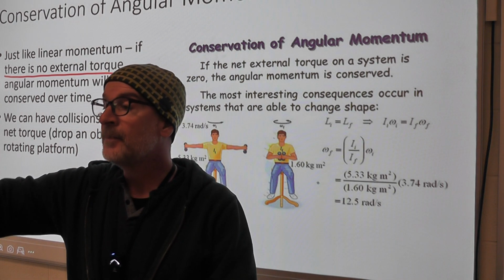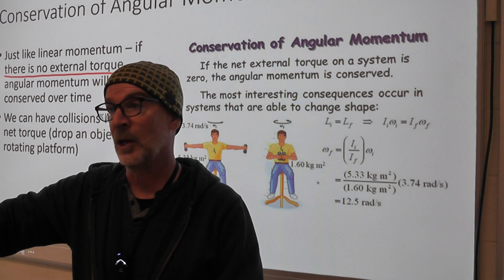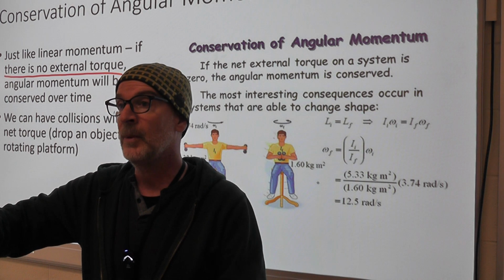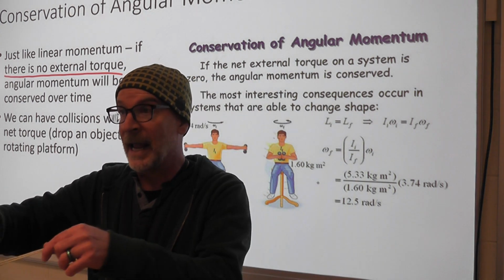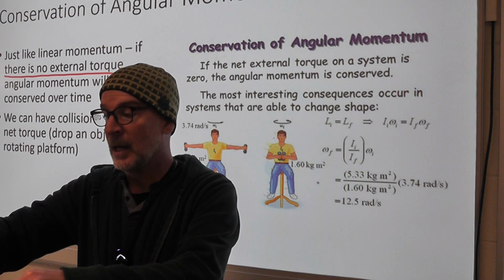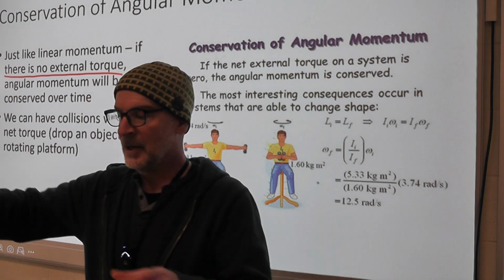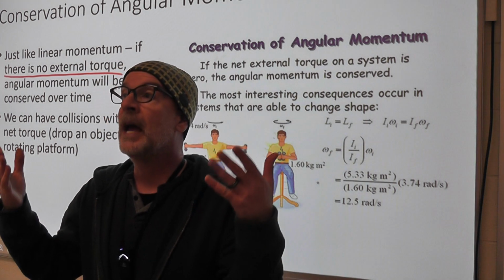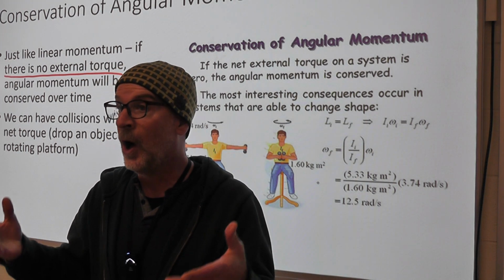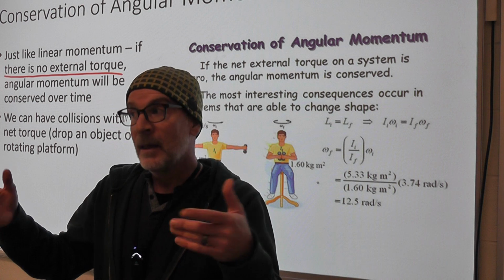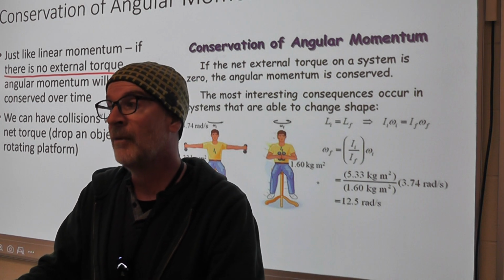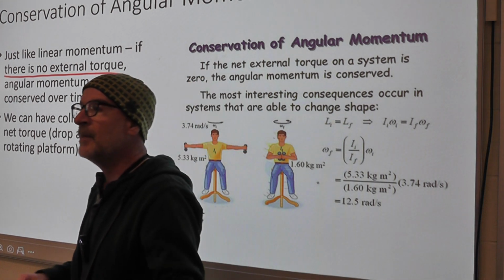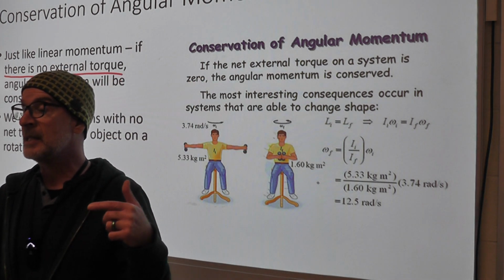My block, my heavy weight, has no angular momentum. All of the angular momentum is in this rotating platform. So as soon as I drop this block, the angular momentum of the system overall stays the same. The rotational velocity of that rotating platform needs to decrease. And that's what we're looking at there is the same idea.